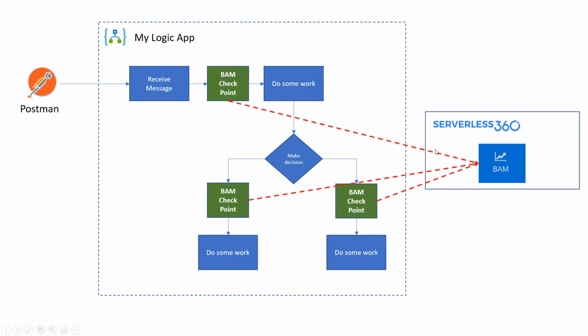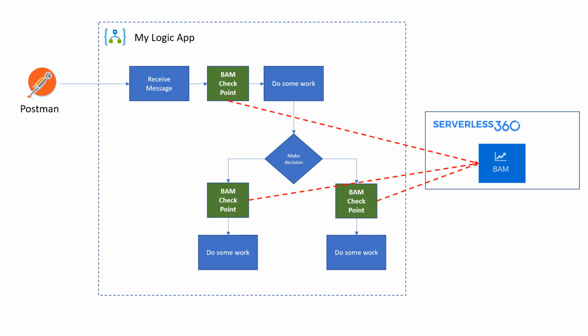So if we think about Serverless 360 BAM, what we could do is inject the BAM checkpoint shape into parts of the process, and that can tell the BAM service when milestones have happened within that process, and that'll give you the ability to project a simpler view of that process so you can understand what's happening.